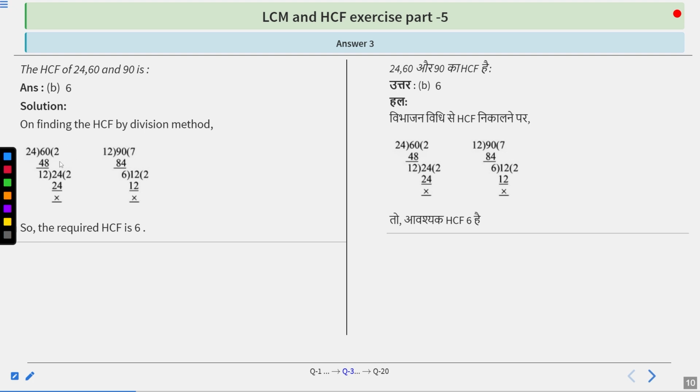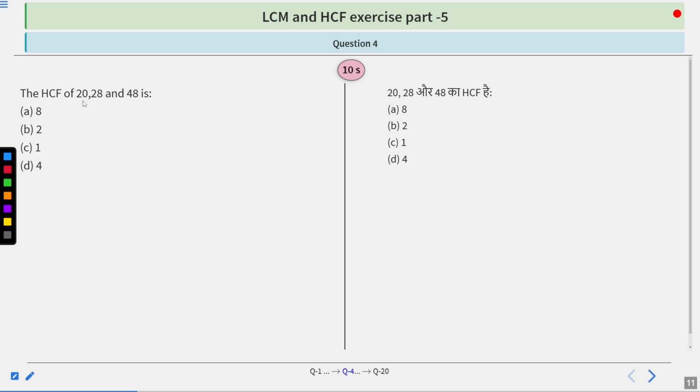Now we will check whether 12 can also divide the remaining number, that is 90. 12 times 7 is 84, remainder is 6. Now again dividing the previous divisor, 12 by 6, 6 times 2 is 12, so the remainder again is 0. That means 6 was the last divisor. So option number B is the correct answer.